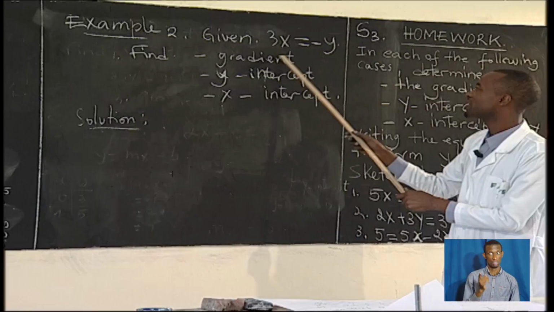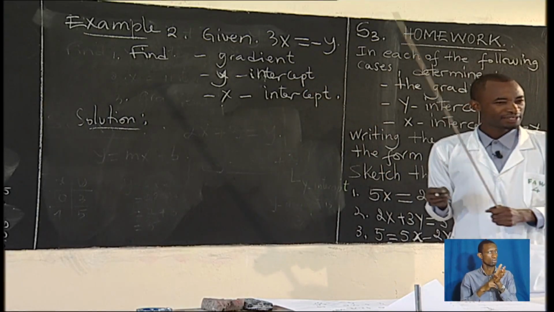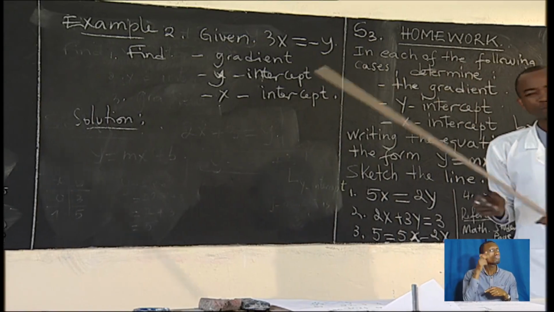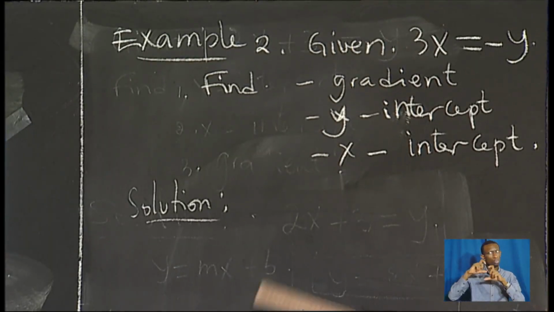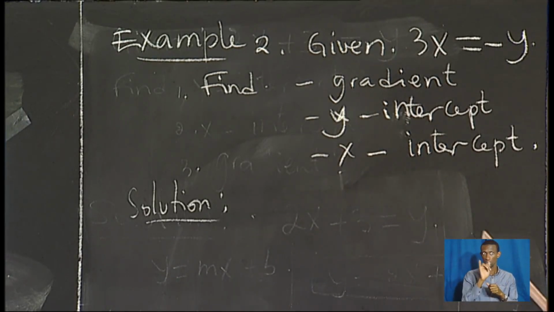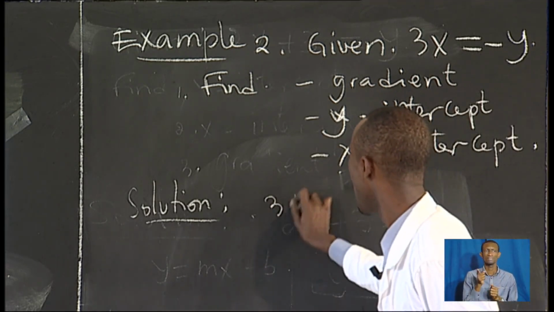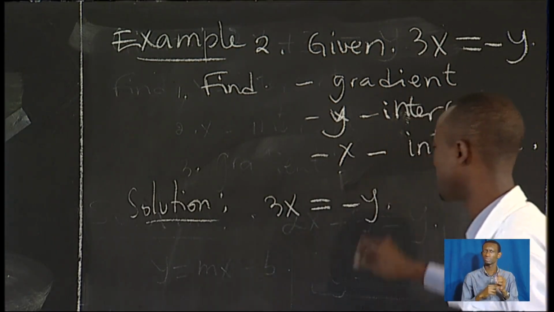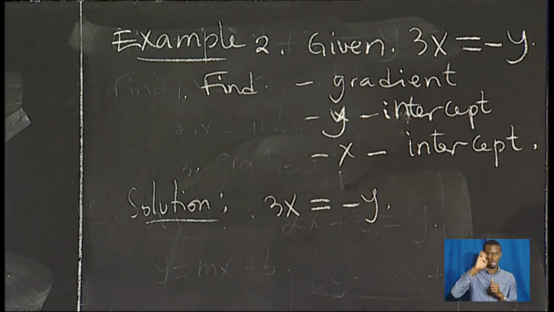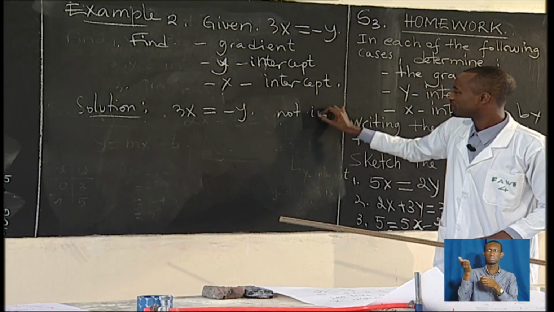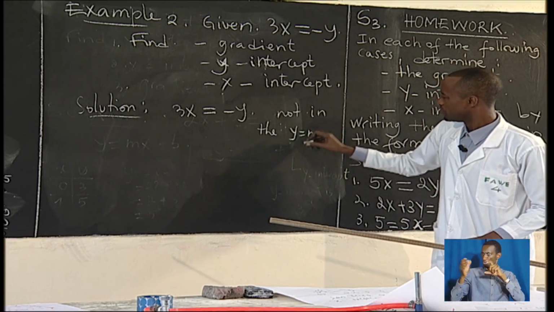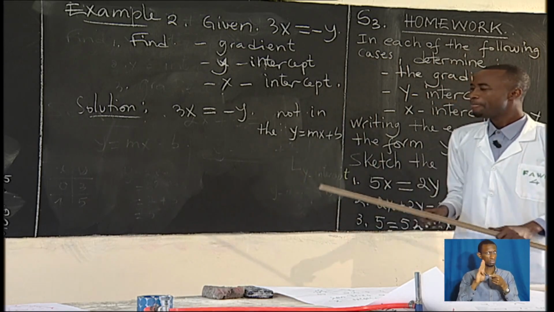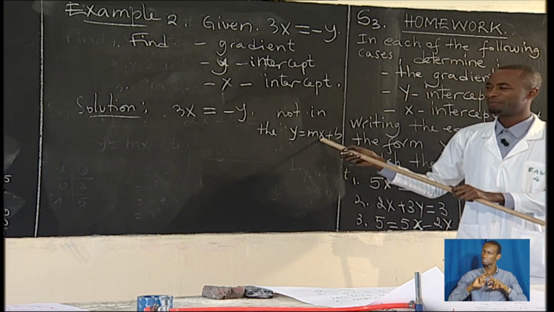You have 3x equals negative y. But I want you also to remember something from here. You need to first write it in the form y equals mx plus b. Let's go together. We have 3x equals negative y. Our equation here is not given in the form y equals mx plus b. We are going to write it in this form.